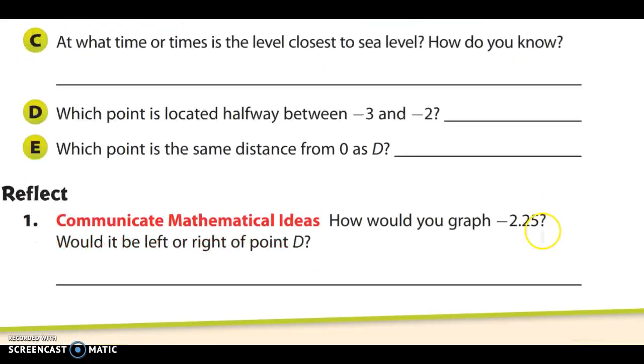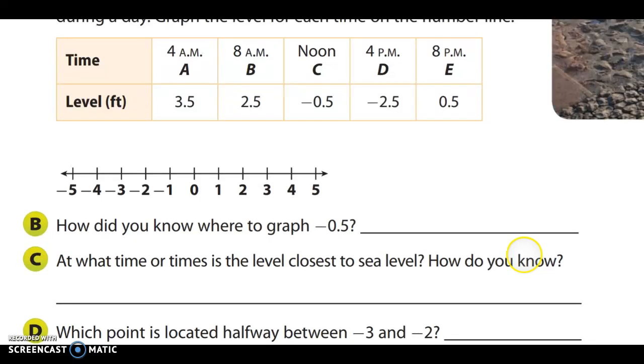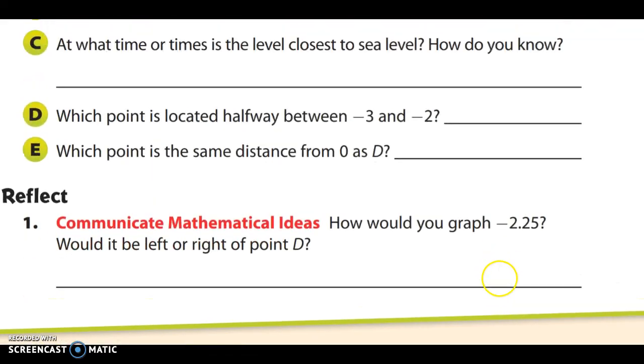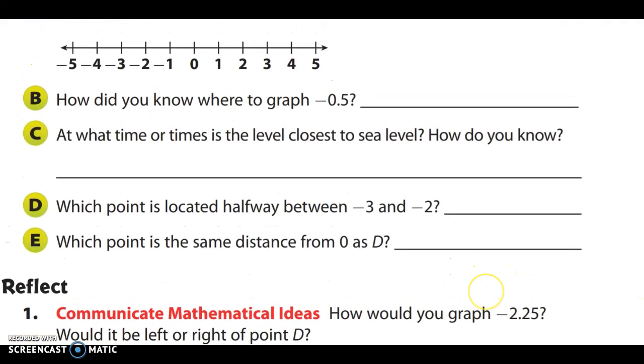Scroll the page up. Question D says, which point is located halfway between -3 and -2? So I'm not going to put -2.5, even though I know that's the answer. I'm going to go up and I'm going to look. -2.5 right here, you can see, is point D. So that's what I'm going to write as my answer, because it says which point is located between -3 and -2. It's D, -2.5. Both of those answers are good.